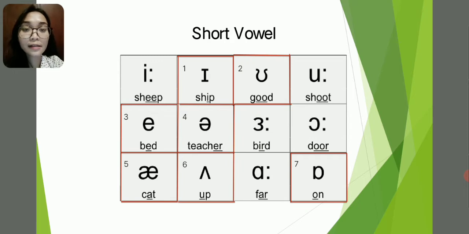The first example for the short vowel sounds is i, for example, sheep. The next is u, for example, good. The next is e, for example, bed.